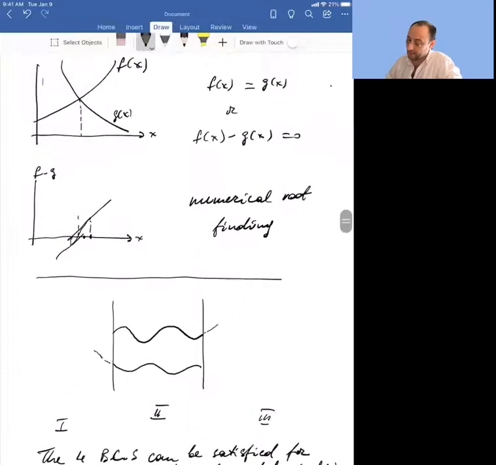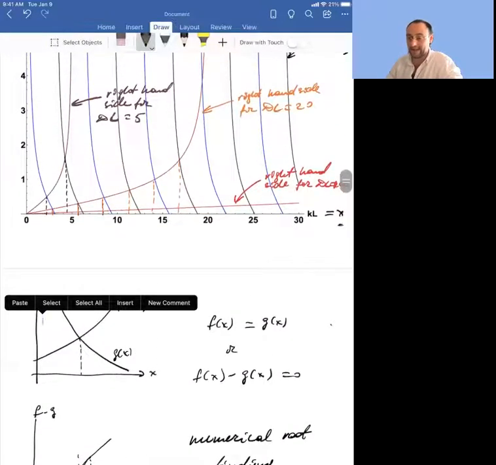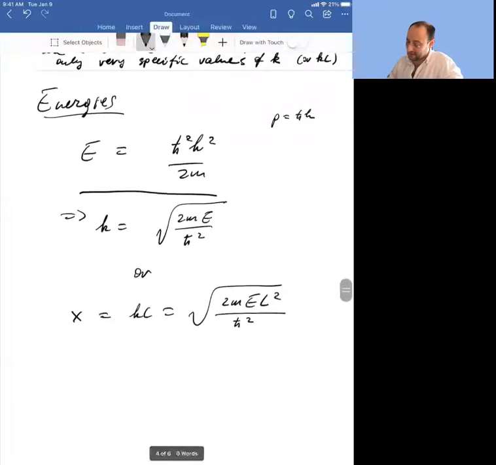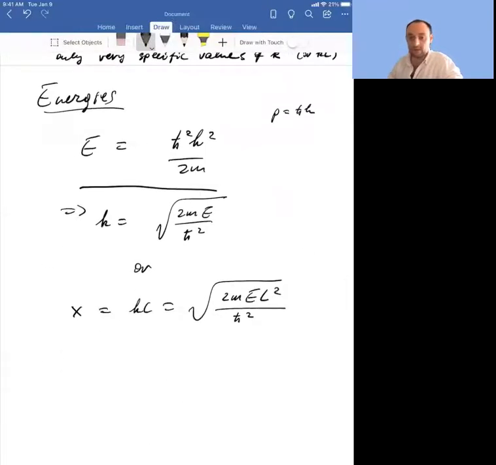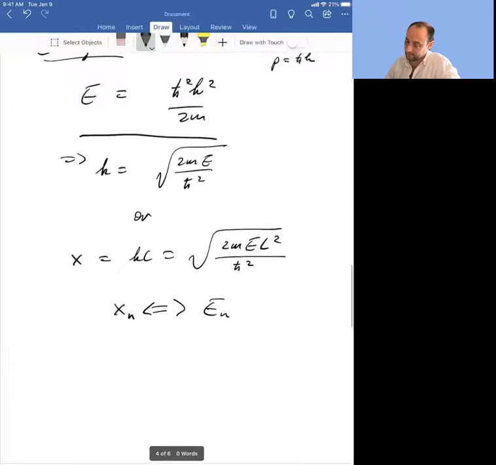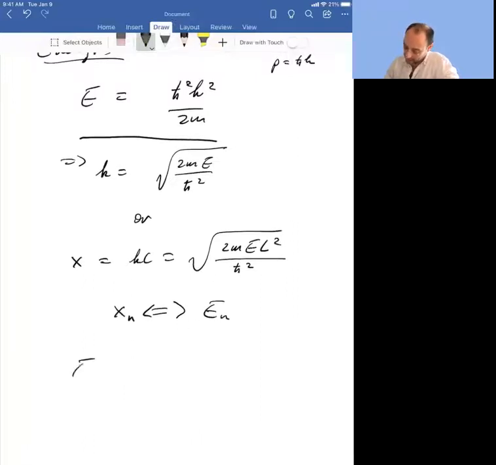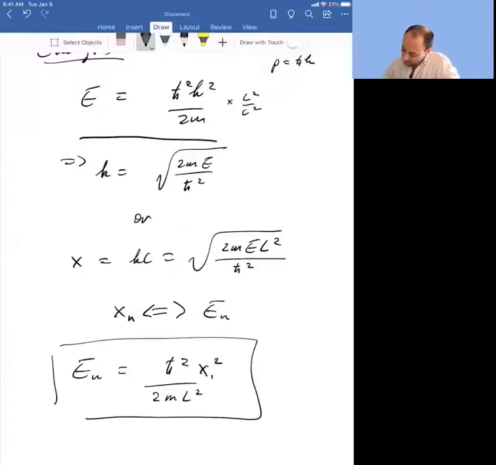So once you find the set of possible x values, that then gives you the set of possible values of E. So if you found the set of possible x sub n, x1, x2, x3, that gives you the set of possible E sub n. Okay, so perhaps I can just say that E is h bar squared over 2mL squared times x squared. What I did here is I multiplied top and bottom by L squared, and this is it.